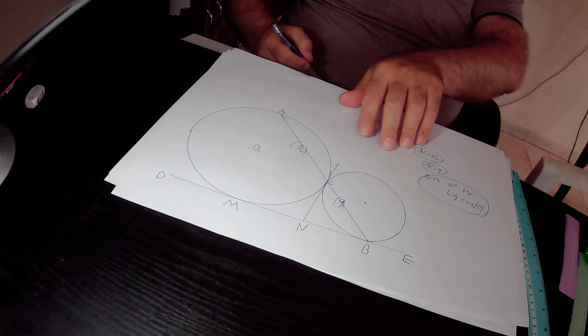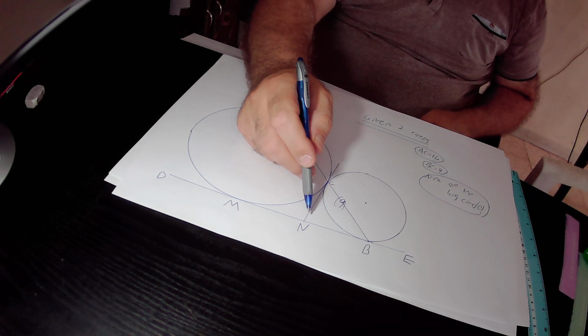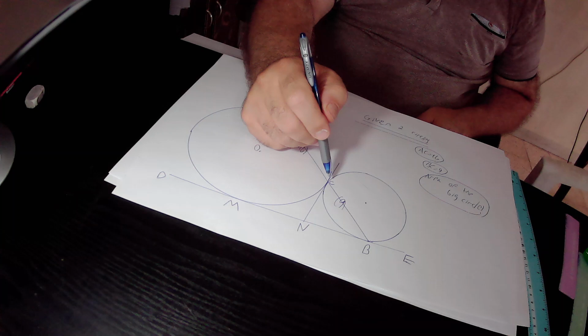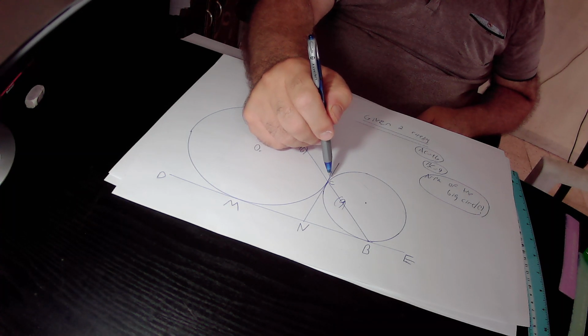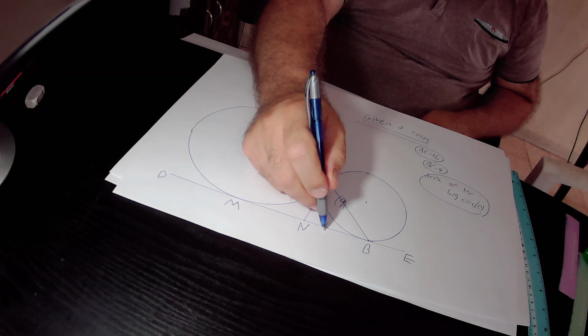In the next step, we'll focus on this current start point N. For this current start point N, we have two tangents to this small circle, tangent NB and tangent NC, and according to rule 2 they are equal to each other. That is to say, NB equals NC.